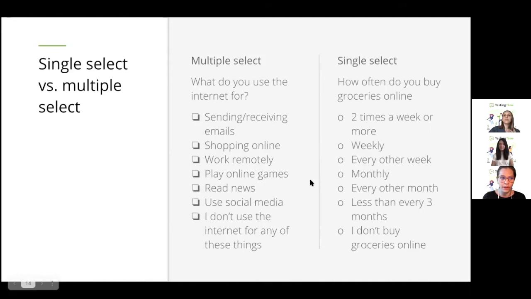Here are some examples that I would use in our case now. We give them a selection of what they do online, and the second one, a single select, is the frequency that we are asking for.